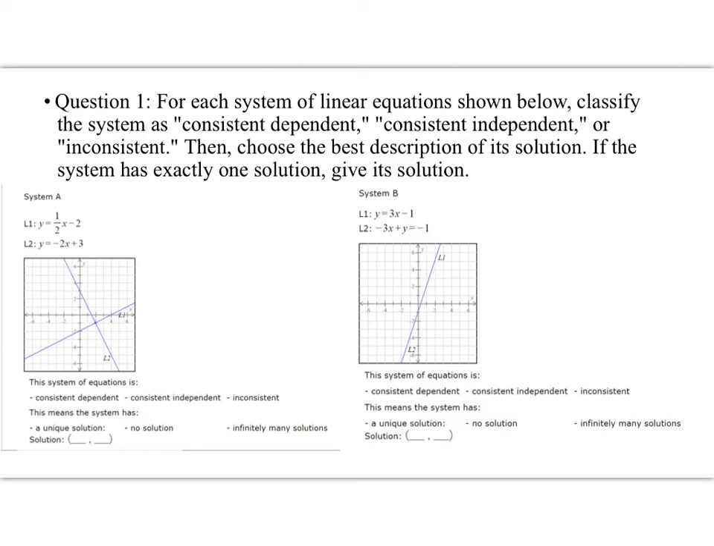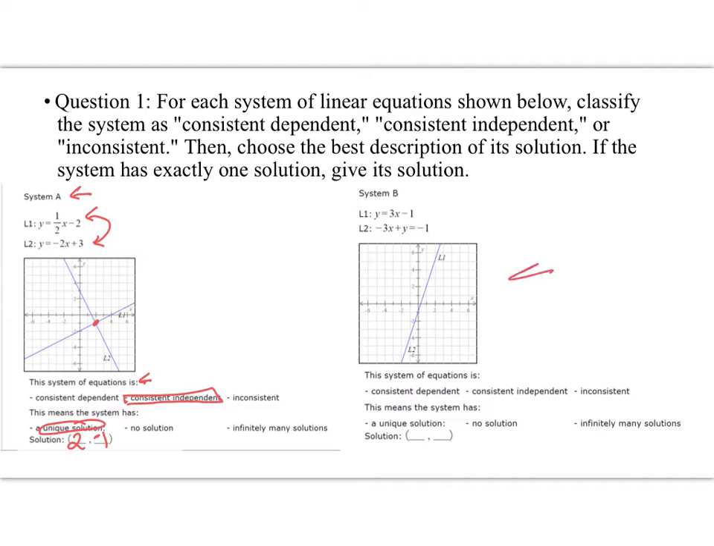If we look at the first one, system A, we have 2 specific lines, and we notice it intersects at one point. So let's read what the solution is. The x value is 2. The y value is -1. The system of equations is consistent independent, and this means the system has a unique solution.